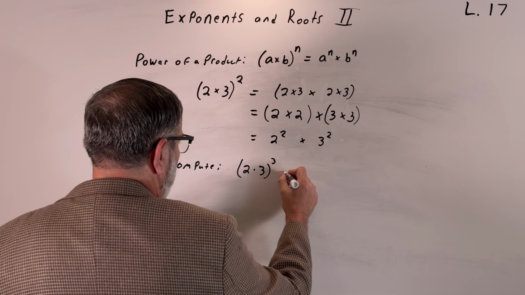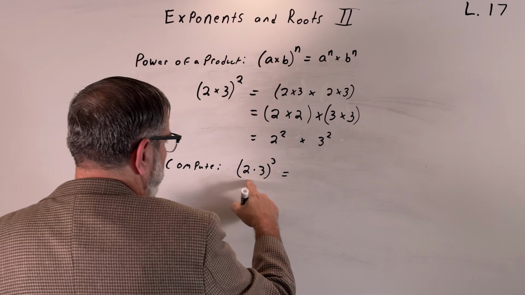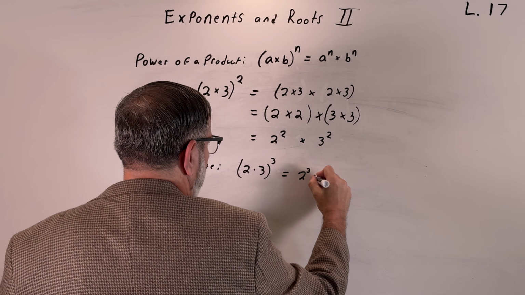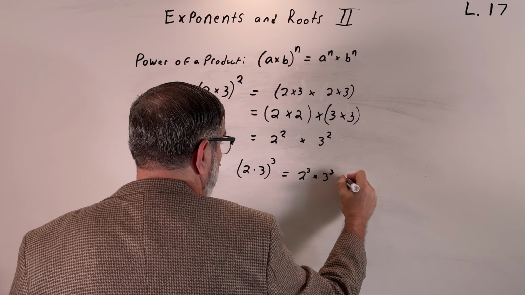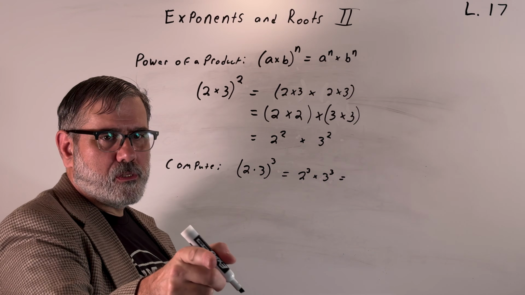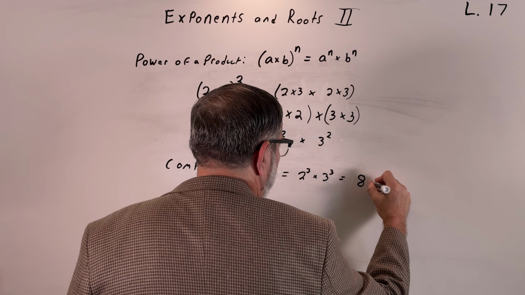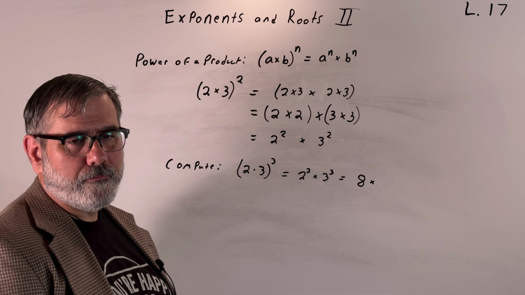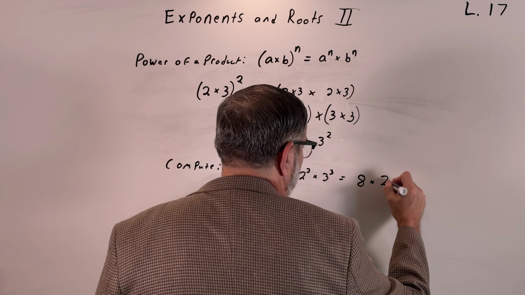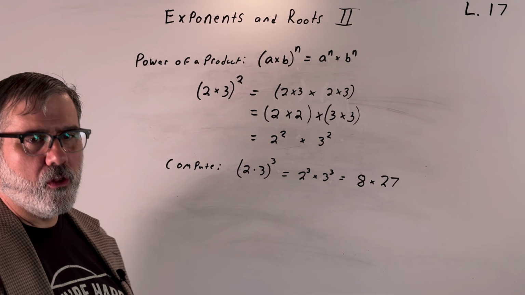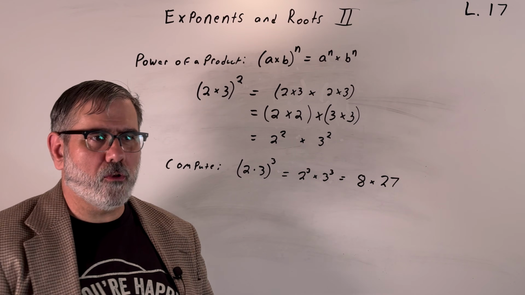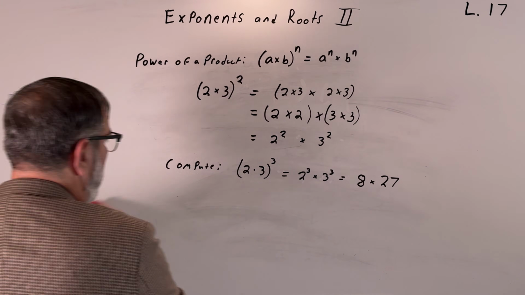Now, I'm just going to use the rule, and the rule tells me that this is equal to 2 cubed times 3 cubed. And who remembers what 2 cubed is? 2 cubed is 8. 2 cubed is 8 times, and what is 3 cubed? 27. 8 times 27. Now you can do that long multiplication. You can try that at home if you want to. We're not going to do it here. We're going to move on.